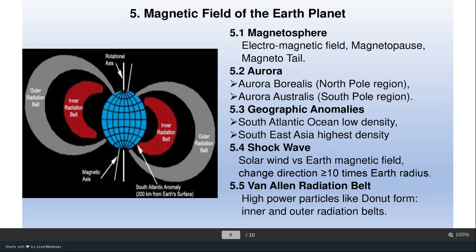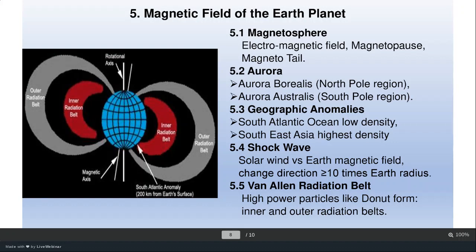Finding number 4 is the shock wave. The shock wave occurs when the solar wind hits the Earth's magnetic field and changes direction. We call it the tail of the Earth's magnetic field. It can be longer than 10 times the Earth radius, due to the change in direction of the Earth's magnetic field. And the last one, 5.5, is the Van Allen radiation belt.